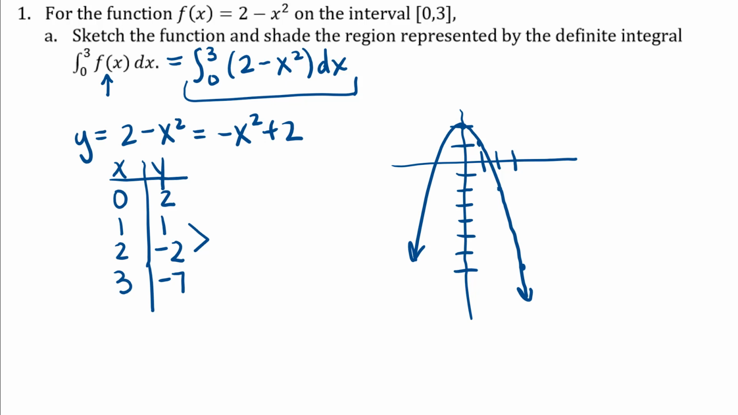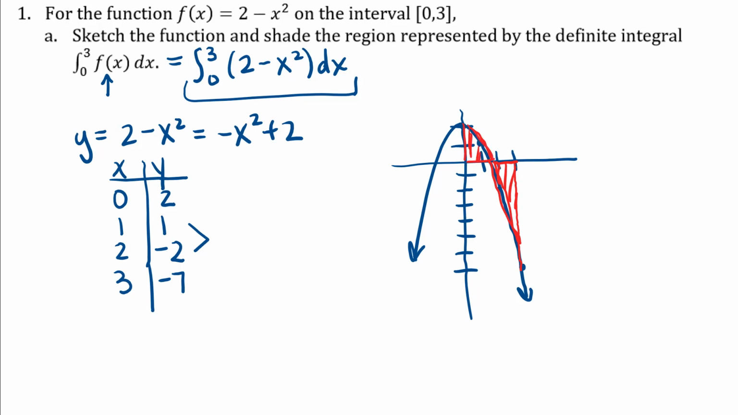Okay, so I went ahead and sketched both halves of the parabola here. I really only need the right half of the parabola, and it's asking me about the region represented by this definite integral. So it's the region between that function and the x-axis from x equals 0 to 3. Part of that region is below the x-axis down here. Part of that region is above the x-axis up here.